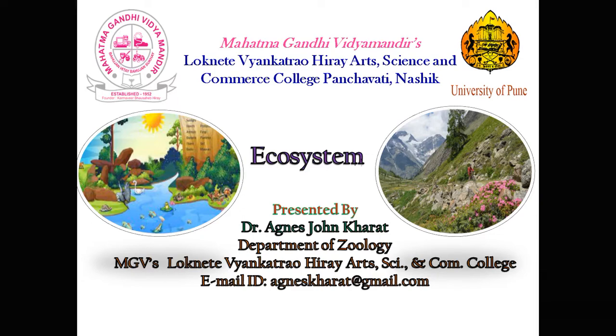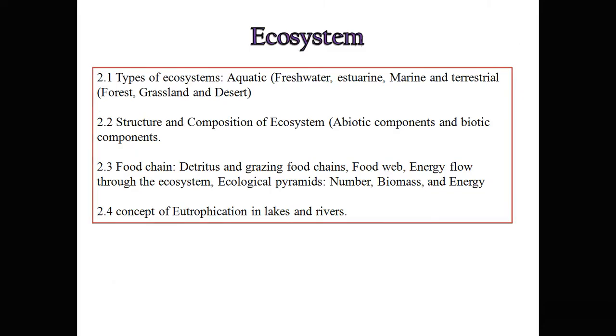Today we are learning the chapter Ecosystem. For our convenience, I have divided this chapter into two parts. In this first part, we'll be learning about types of ecosystem, structure and composition of ecosystem, concept of eutrophication in lakes and rivers. In the second part, we'll be learning food chain, ecological pyramids, food web and energy flow.